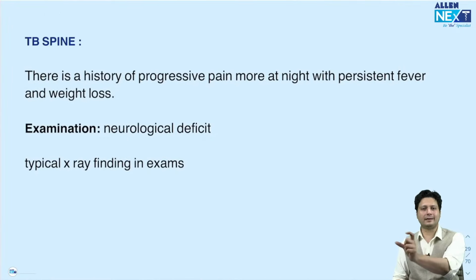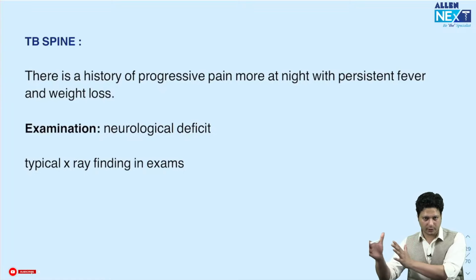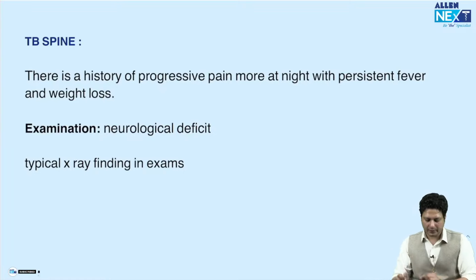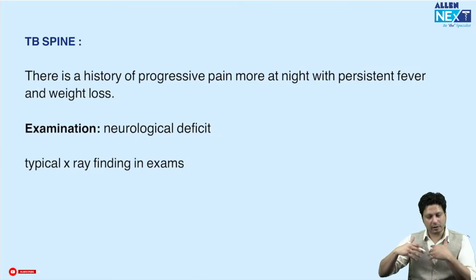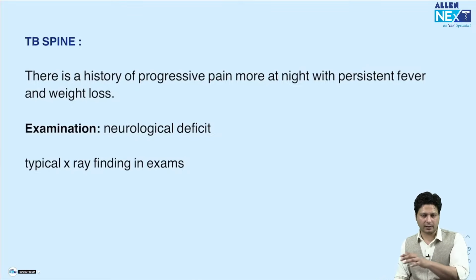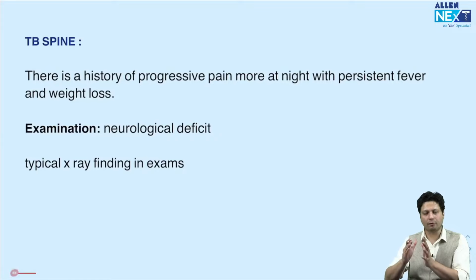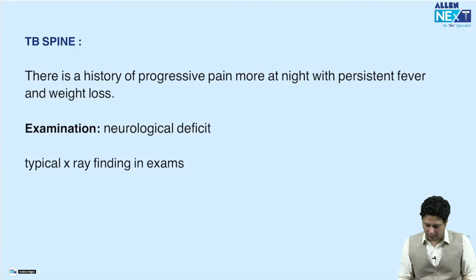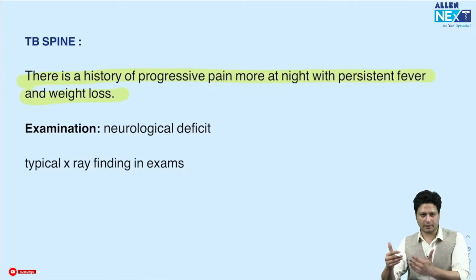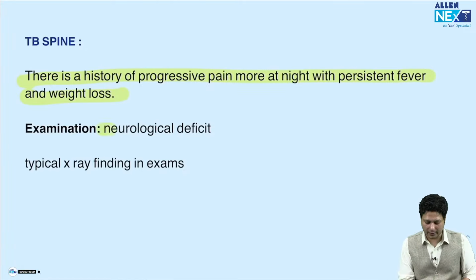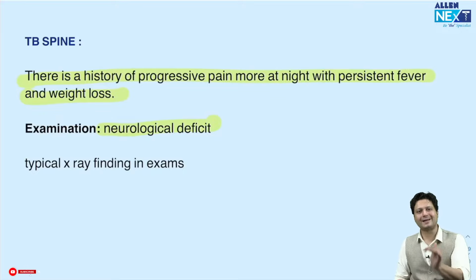Now, how a Potts spine, TB spine related question is going to proceed. This is going to be slightly different. There will be a history of progressive pain, which will be more at night, with a persistent fever and weight loss in the form of constitutional symptoms. So, this is how it is going to be relatively different from ankylosing. Now, on examination, there is going to be a feature of neurological deficit that they will give, if at all the patient has developed any sort of neurological deficit.